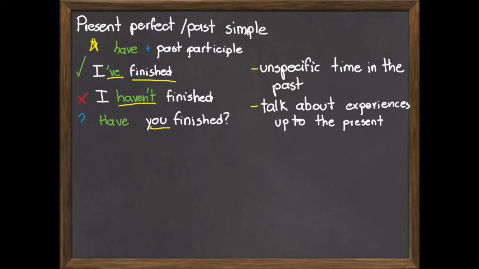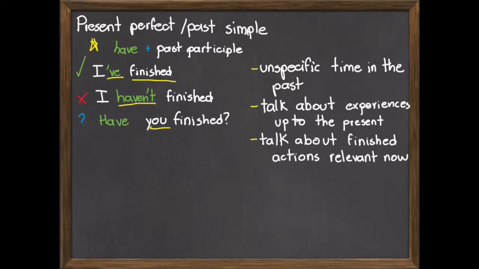Now, a similar form would be to talk about finished actions that are relevant now. For example, an action that happened in the past and it's still relevant today, right now, at the time of speaking. For example, I've forgotten her name. It's an action that happened in the past, but it means that right now I don't remember it. You could also say, I haven't finished my food, meaning that I still have food right now. It's a finished action that happened in the past, but it's relevant now.